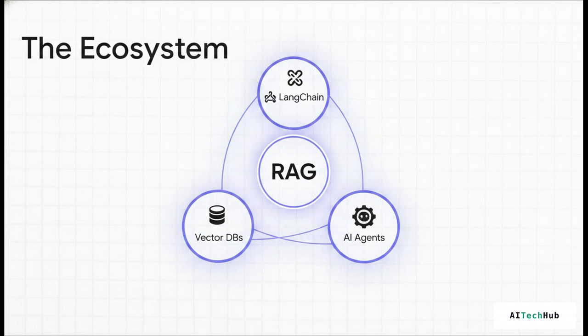Just think about it for a second. You have LangChain orchestrating the workflows, right? You've got vector databases storing the specific private knowledge, and you have AI agents ready to take autonomous actions. RAG is that critical architectural link that unites them all into one cohesive, intelligent, open book system. It is literally the blueprint that makes the whole shebang work together intelligently.